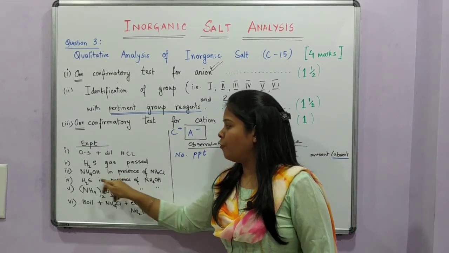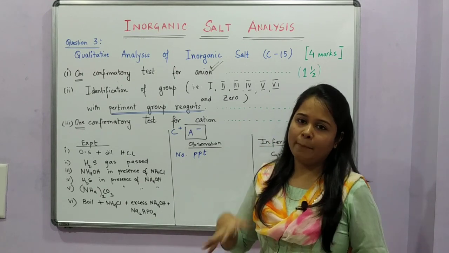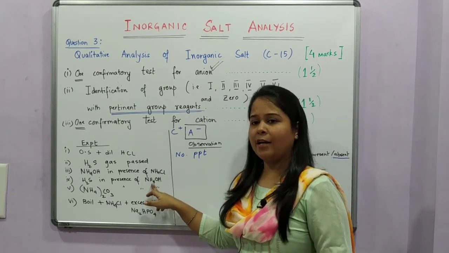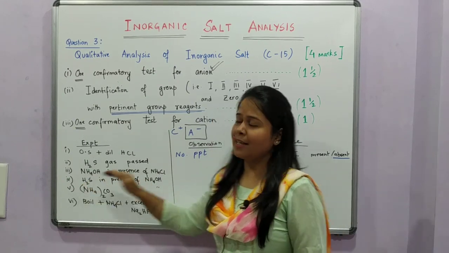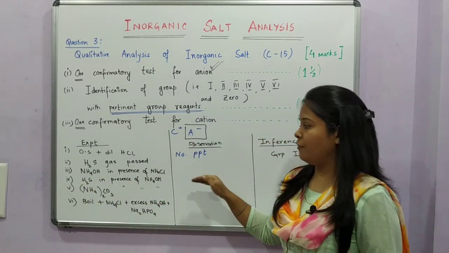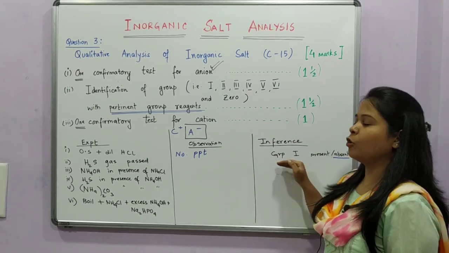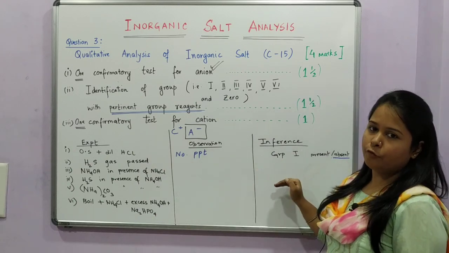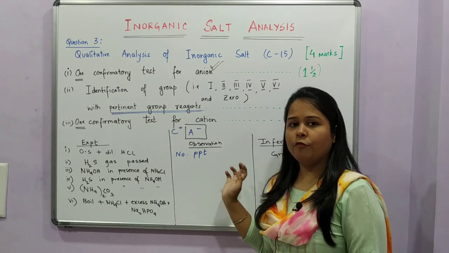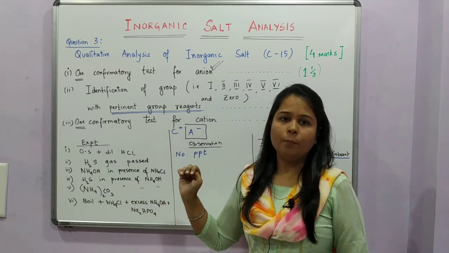Now, the group 4 reagent is, again, H2S gas added to the above medium. That means ammonium hydroxide was already added in excess. So we pass hydrogen sulfide gas and we wait for the observation. If you get an observation, that means group 4 is present and group 3 was absent. Suppose no observation, then group 4 is also absent. If group 4 is absent, similarly you go for group 5 and group 6.